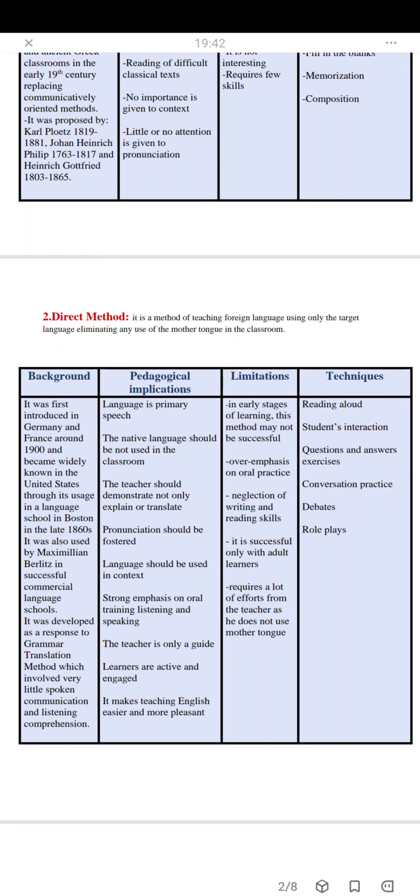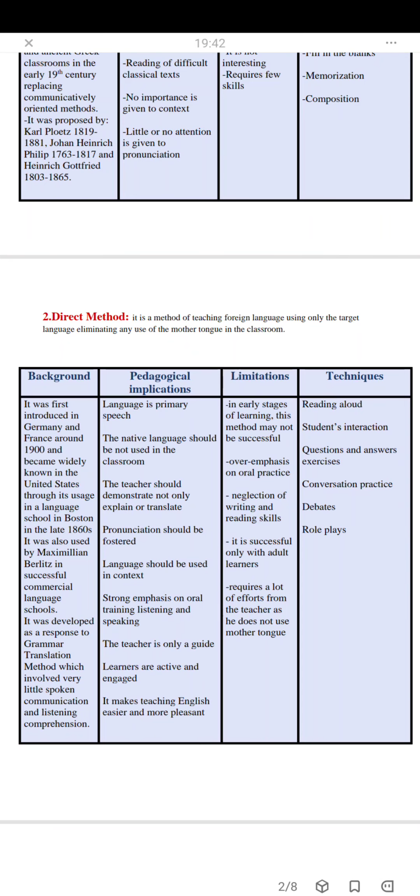He defined method, or it was described, as an overall plan for systematic presentation of language based upon a selected approach. So here, direct method is a method of teaching foreign language using only the target language, eliminating any use of the mother tongue in the classroom.